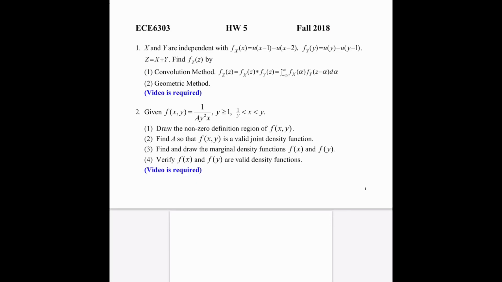Problem 1. X and Y are independent with f_X(x) = u(x-1) - u(x-2), and f_Y(y) = u(y) - u(y-1). Z equals X plus Y. Find the density function of Z. Question 1. Use the convolution method.